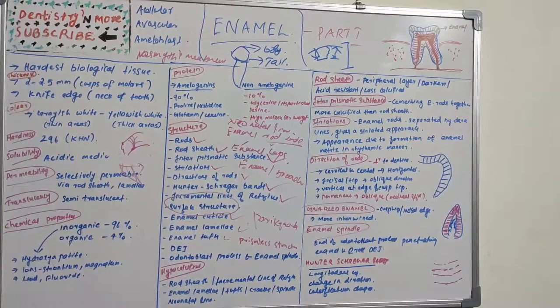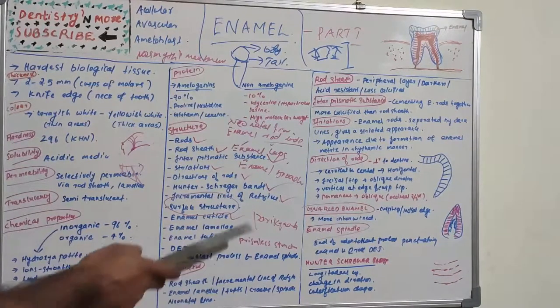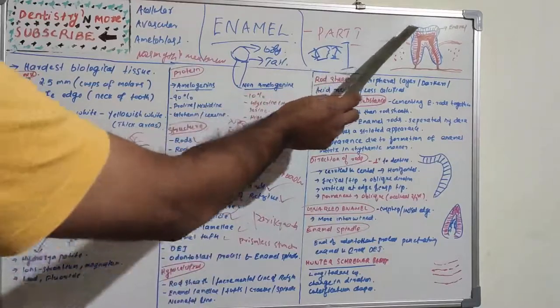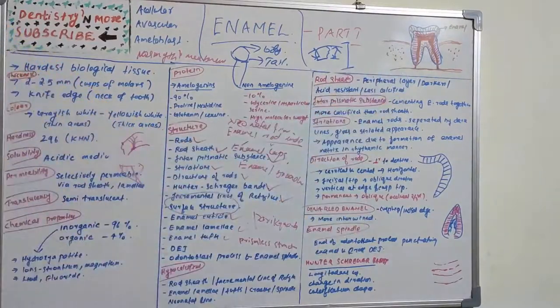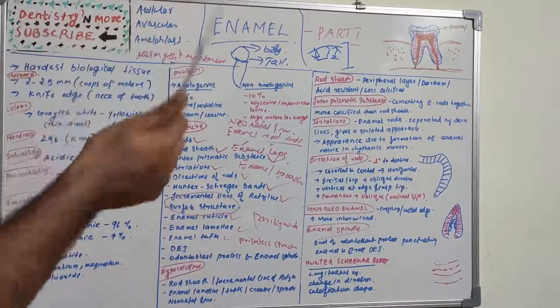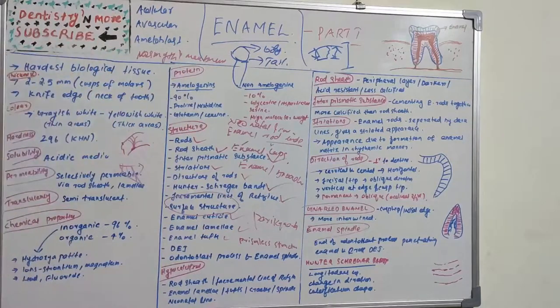Next we have the dentino enamel junction. This particular blue line is the dentino enamel junction, which is basically a scalloped structure. The surface of dentin at the dentino enamel junction is pitted in shallow depressions of dentin, which fit rounded projections of enamel. It appears scalloped due to the mixing of crystals of dentin and enamel with each other. That is the dentino enamel junction.